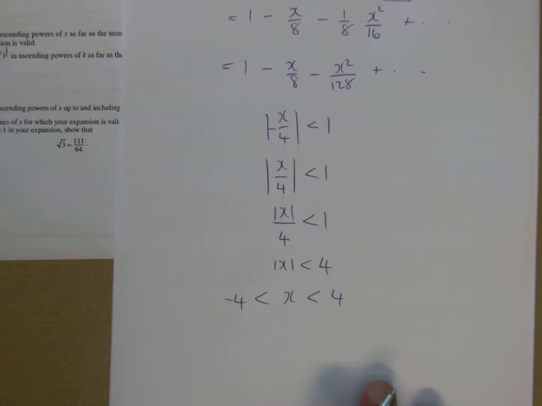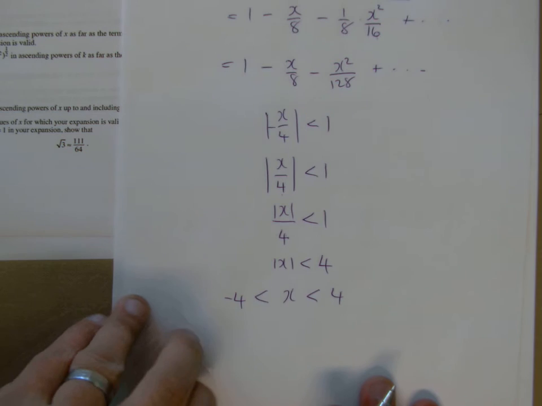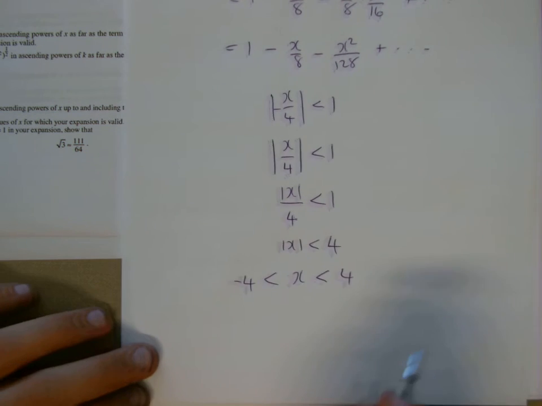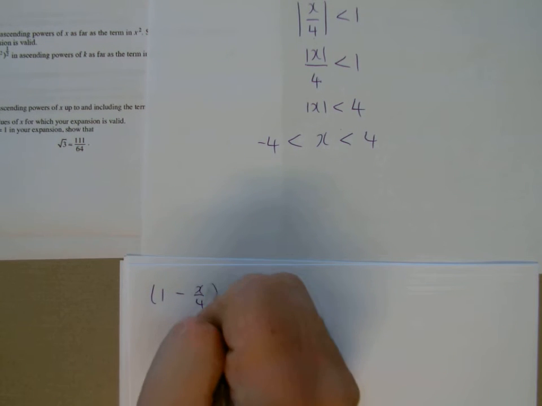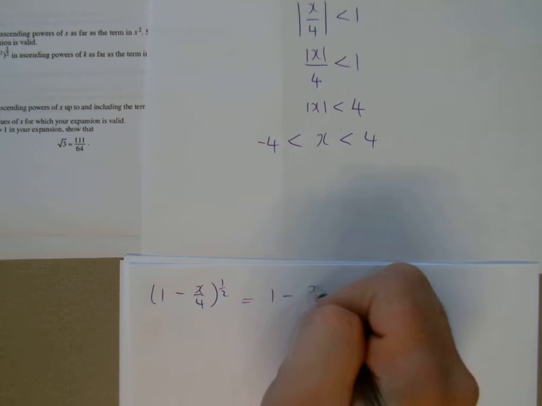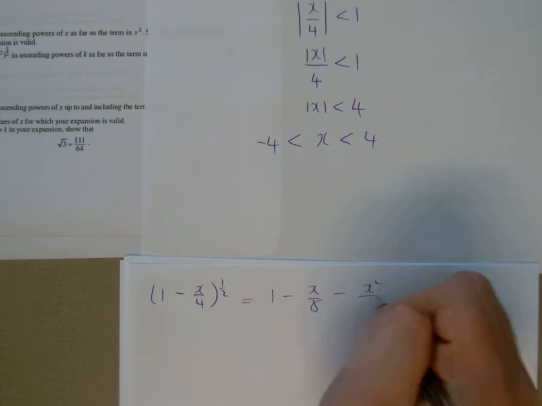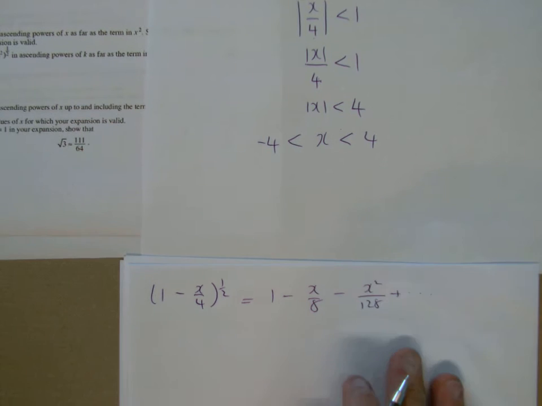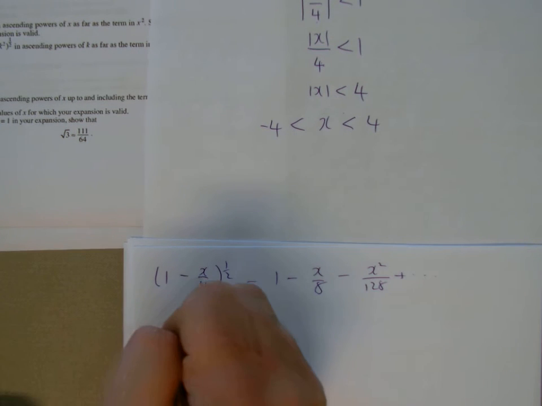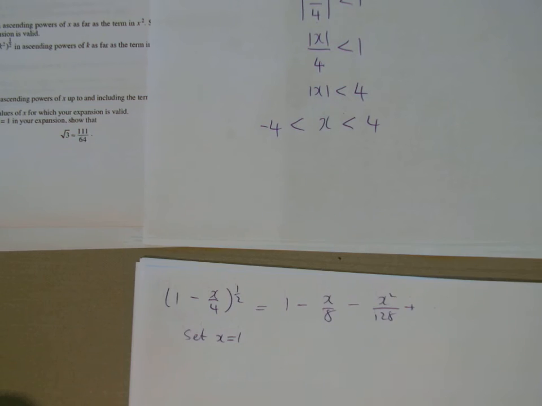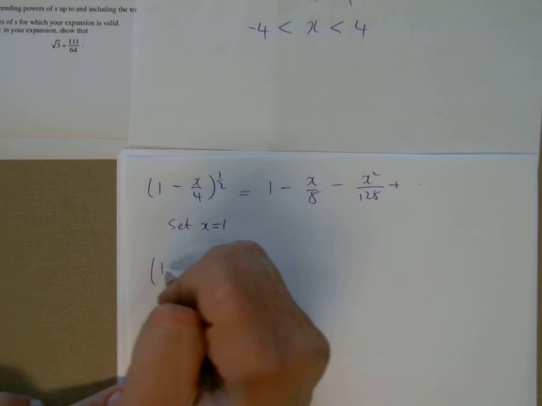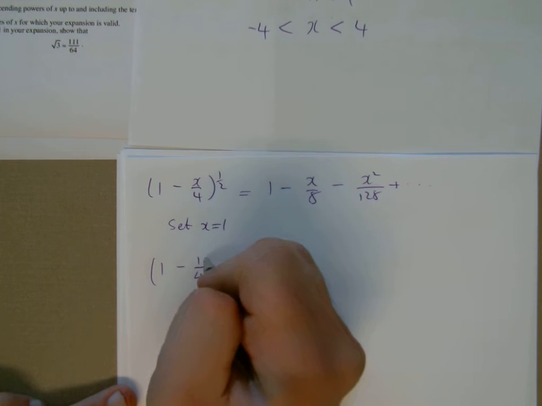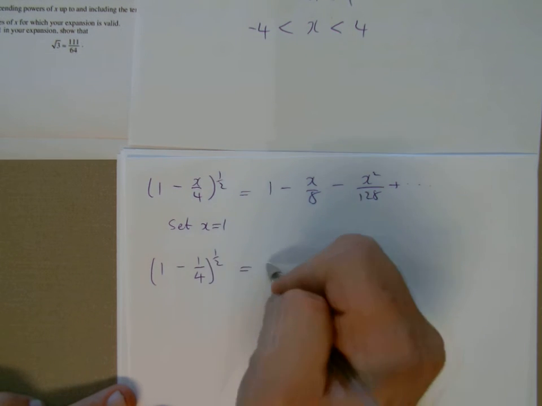And then it says, by setting x equal to 1, get this approximation for root 3. Okay, so if we use our result now, I'll rewrite it. We've got 1 minus x over 4, all to the power half, equals 1 minus x over 8 minus x squared over 128 plus dot dot dot. So if I set x to equal 1, remember when you set x to equal 1, we literally want to put 1 in for x on both sides.